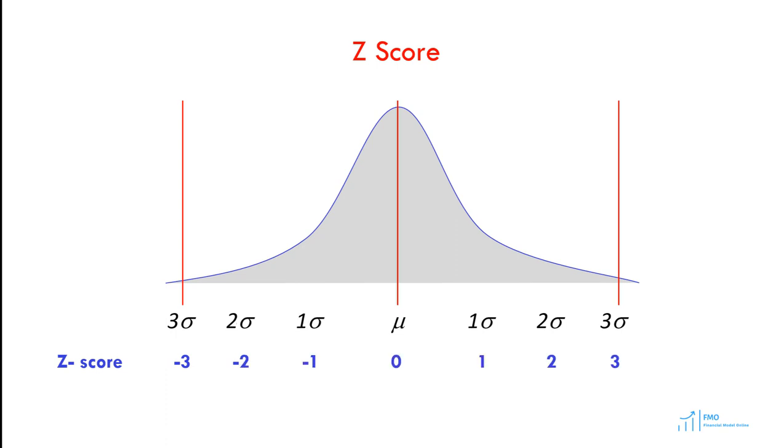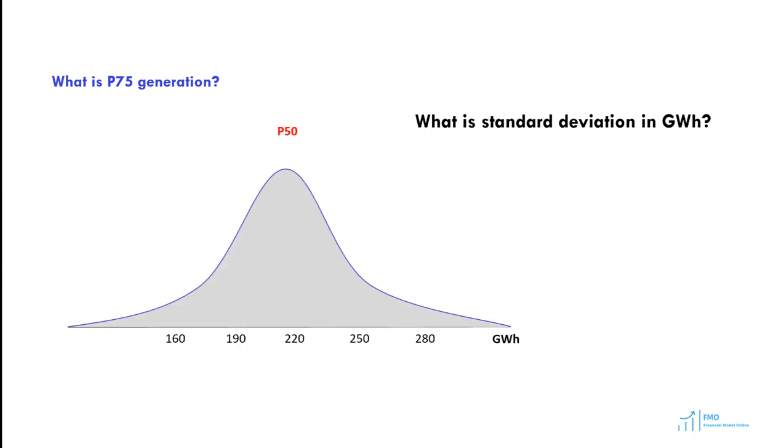To find out the annual energy generation that corresponds to a p-value of 75%, we have to figure out the value of standard deviation in production units, in our case, gigawatt hours. And we can do that by using the difference between P50 and P90 values. The difference between P50 and P90 in terms of energy units is 60 gigawatt hours. And first, we have to find out the z-score that represents this 60 gigawatt hour difference. In other words, we need to find out the number of standard deviations this 60 gigawatt hours difference represents.